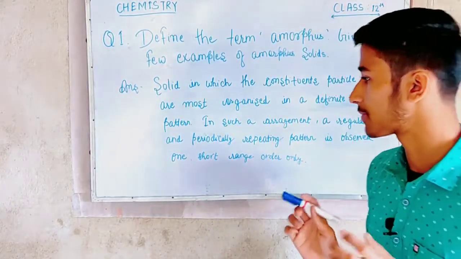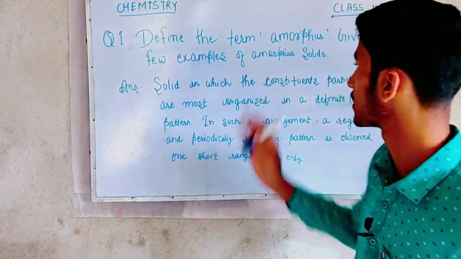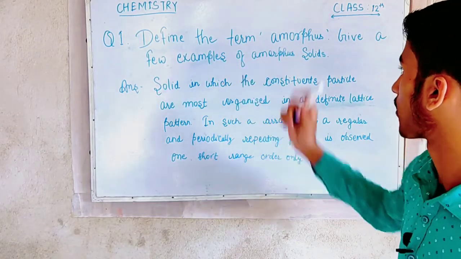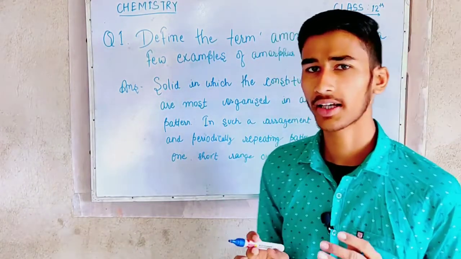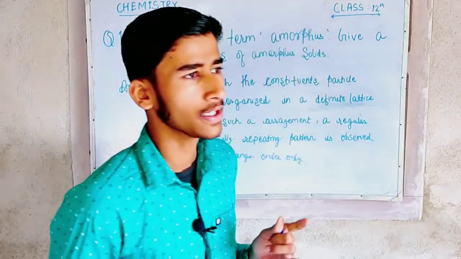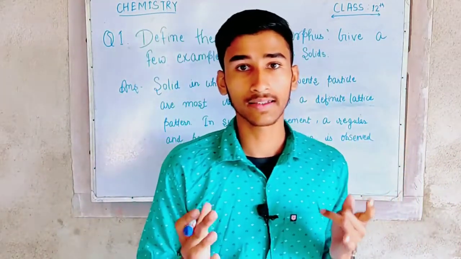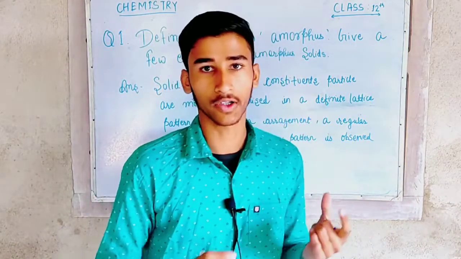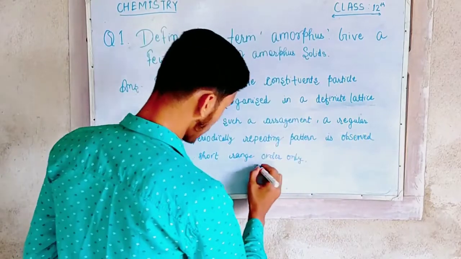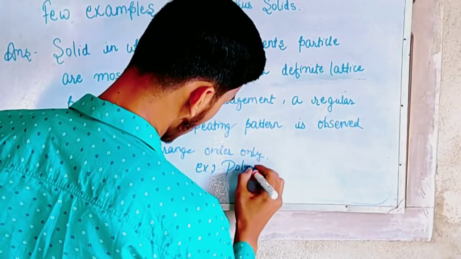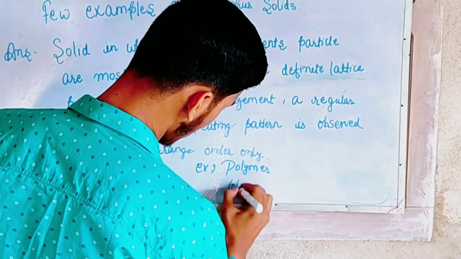Let me tell you some examples of amorphous solids, because the question asks us to give examples. The first is plastics, or we can say polymers, and the second is glass. Yes, these are examples of amorphous solids. Here I am writing: the first is polymer and glass, right?